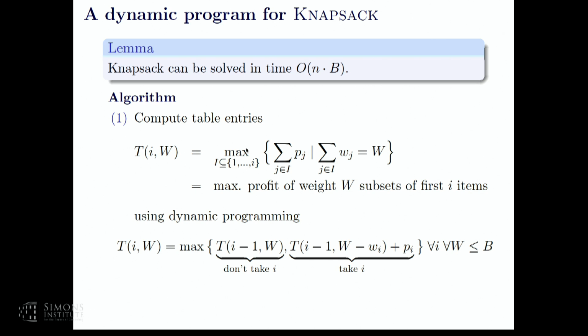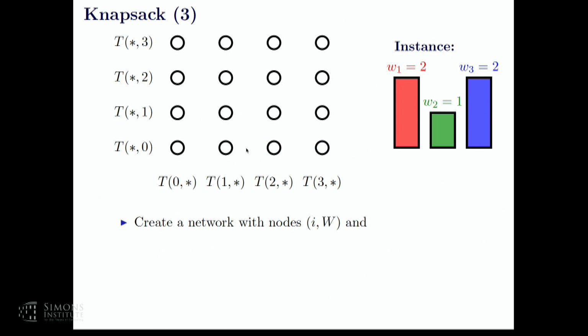And there's a very simple way how you can get every entry. For every one of those table entries, you just take the better option of: if I take the ith item, then I get the profit from the ith item, but the weight that I have left decreases by the weight of the ith item. And if I don't take it, then I just copy paste the entry from the left-hand side column. Good, so this is a dynamic program, and this can directly be translated into an extended formulation, as follows.